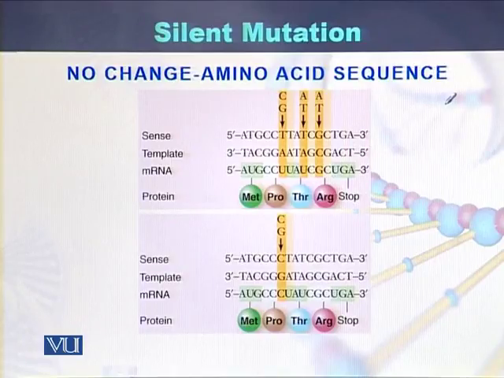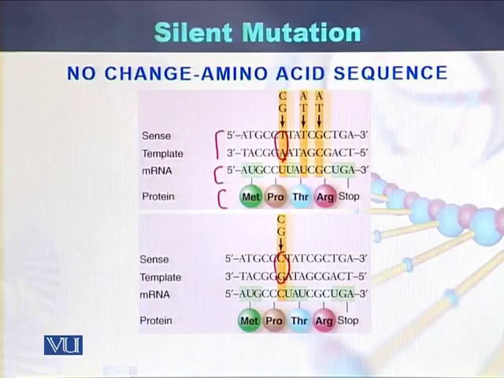In this mutation, we can see the DNA sequence, the messenger RNA which is produced from the DNA, and the protein sequence. There was AT in the normal sequence of the DNA which was replaced by CG. At the DNA level, there is a change. TA is replaced by CG.